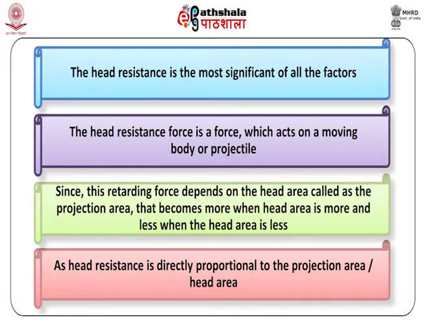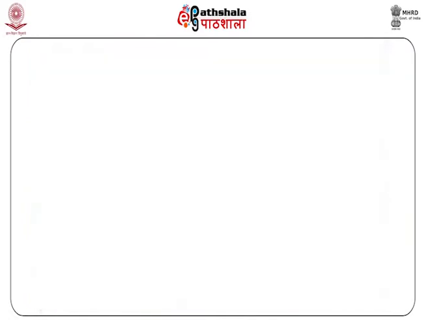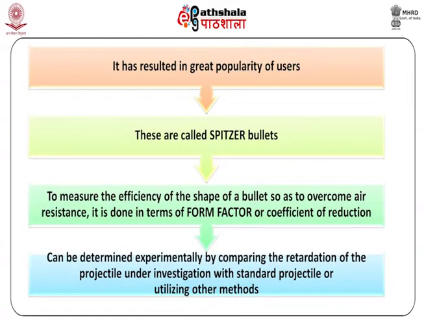The head resistance force is a force which acts on a moving body or projectile. Since this retarding force depends on the head area, called the projection area, it becomes more when the head area is more and less when the head area is less. As head resistance is directly proportional to the projection area or head area, it has resulted in great popularity of pointed bullets. These are called Spitzer bullets.